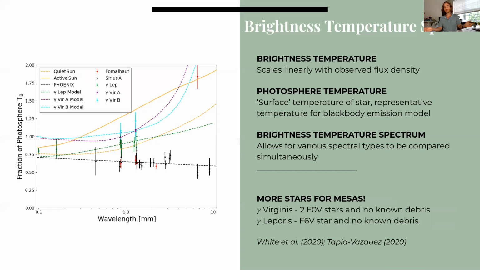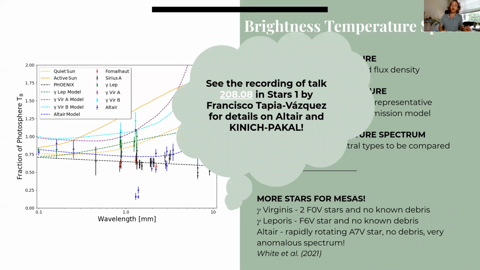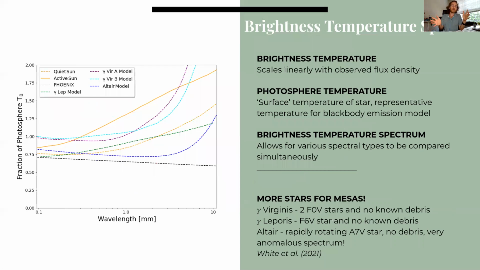So we have observations of Gamma Virginis and Gamma Leporis. We use that data to inform KINICH-PAKAL models of the atmosphere. And you can see that the brightness temperature increases a lot, and that's due to the chromosphere and coronal emission that's in those. We also looked at Altair, which is a rapidly rotating star. And if you want to know more about that, I want to direct you to Francisco Tapia Vasquez's talk, which the recording should be available now. But what we know for sure is these models of emission vary wildly depending on the spectral type. And this is really just not a good model of emission anymore.